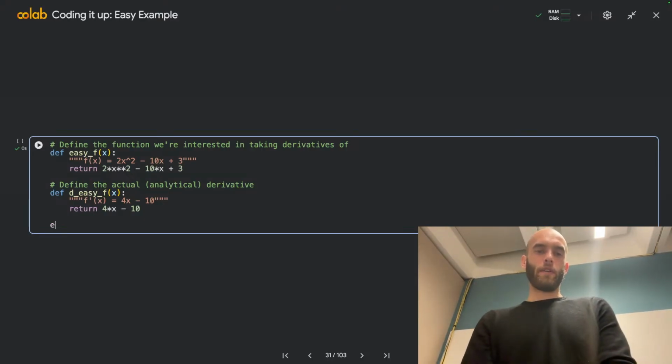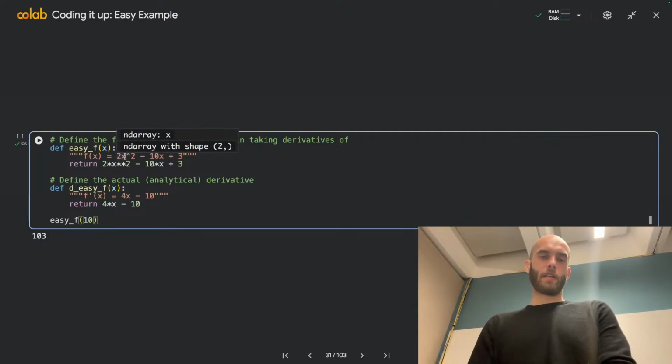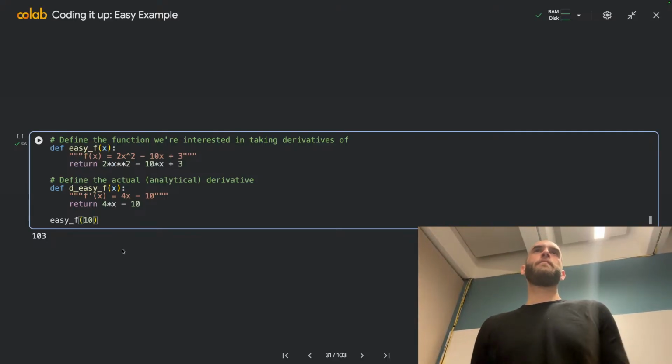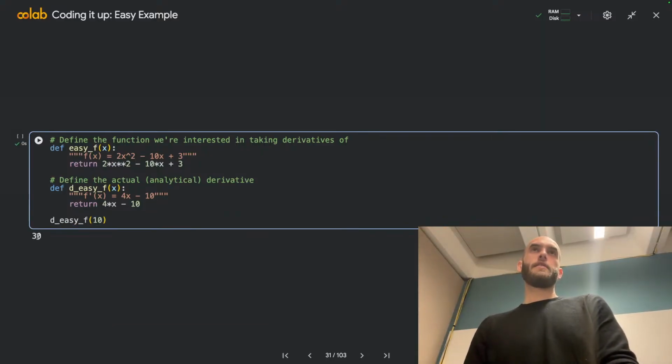So let's say we have easy f. If we plug in 10, we can calculate what that actual value is. You can check this if you like, but I trust Python, assuming what we've written is correct. And then we can also plug in the derivative of easy f evaluated at the value x equals 10. And that has a pretty steep slope of 30. Okay, any questions here?